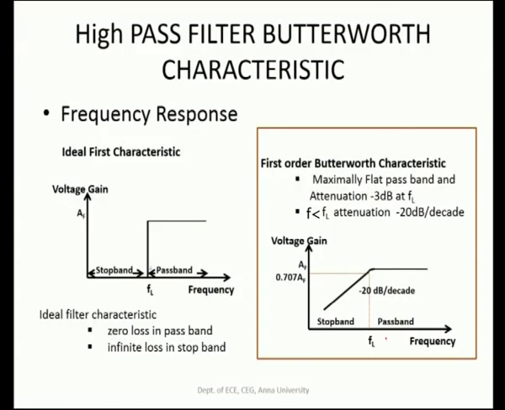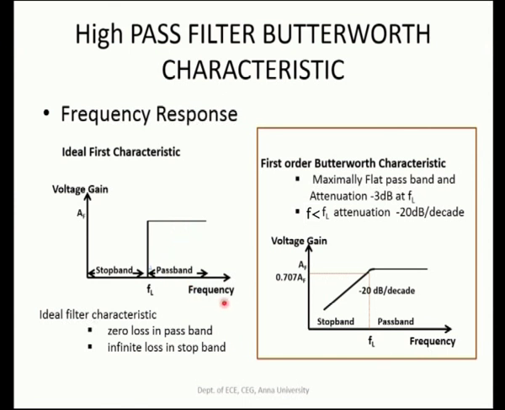So, we will see the frequency response characteristic of the first order filter, and this characteristic we will see for a Butterworth characteristic. First let us see for an ideal high pass filter. The frequency response characteristic for a high pass filter is, for a frequency less than FL, the gain of the filter is 0, and for frequency greater than FL, the gain is given by AF.